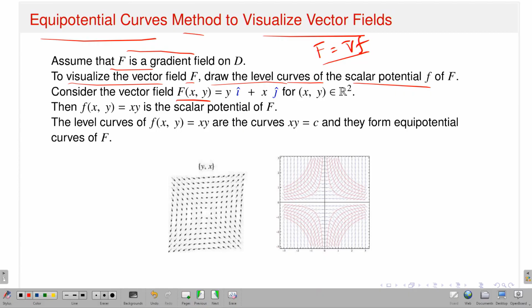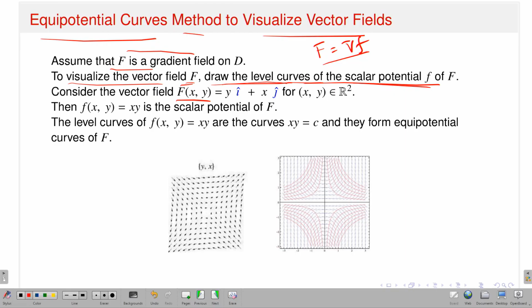And the corresponding notion of level curves I already discussed in my lectures about one week before, in the beginning, where I discussed the level curves corresponding to scalar potentials. Then you can have the notion of what are called equipotential curves. So to visualize the vector field, draw the level curves of the scalar potential small f corresponding to the vector field capital F.